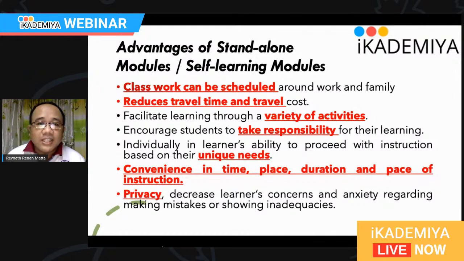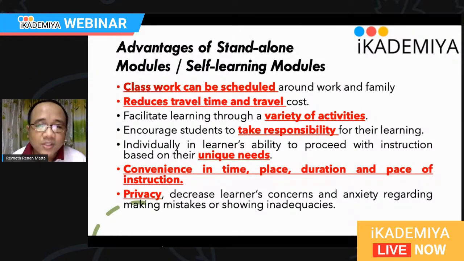When we talk about modular distance learning, it cuts off the idea of students going to schools. If that's the case, it reduces the travel time and travel costs for them going to school. The modules also facilitate different types of learning, different types of activities. Later on, I'll be showing you the modules of academia for grade 7 science. There's an example there wherein the teacher gives a lot of activities suited to individual unique needs.